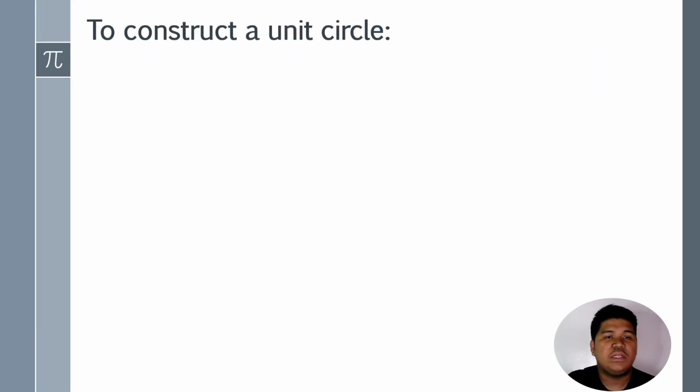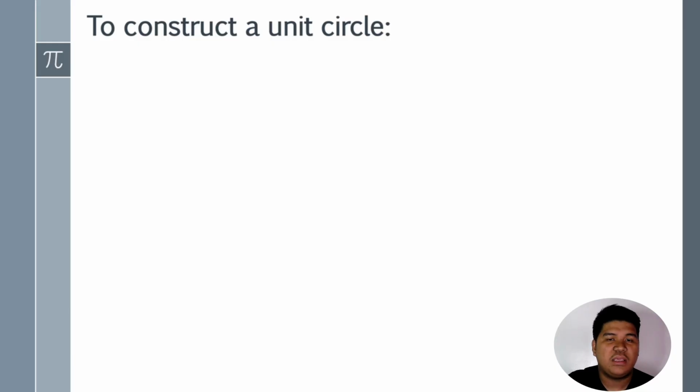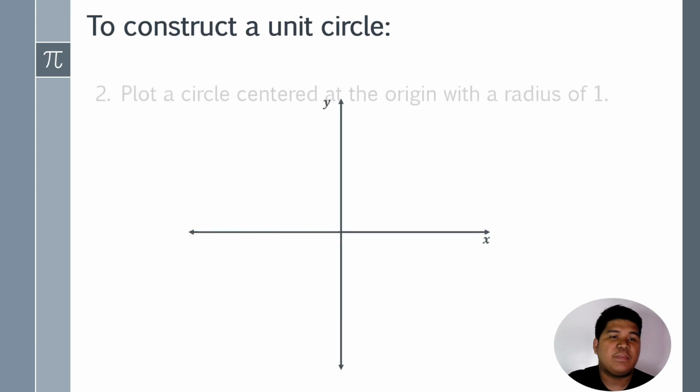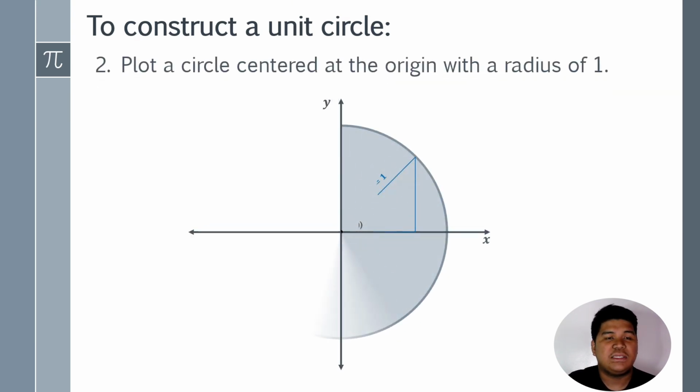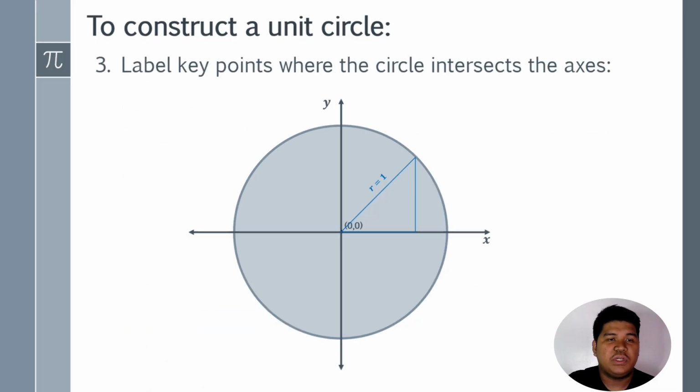To construct a unit circle, let us take 3 steps. Step number 1, draw a Cartesian plane. Step number 2, plot a circle centered at the origin with a radius of 1. Then step number 3, label key points where the circle intersects the axes.